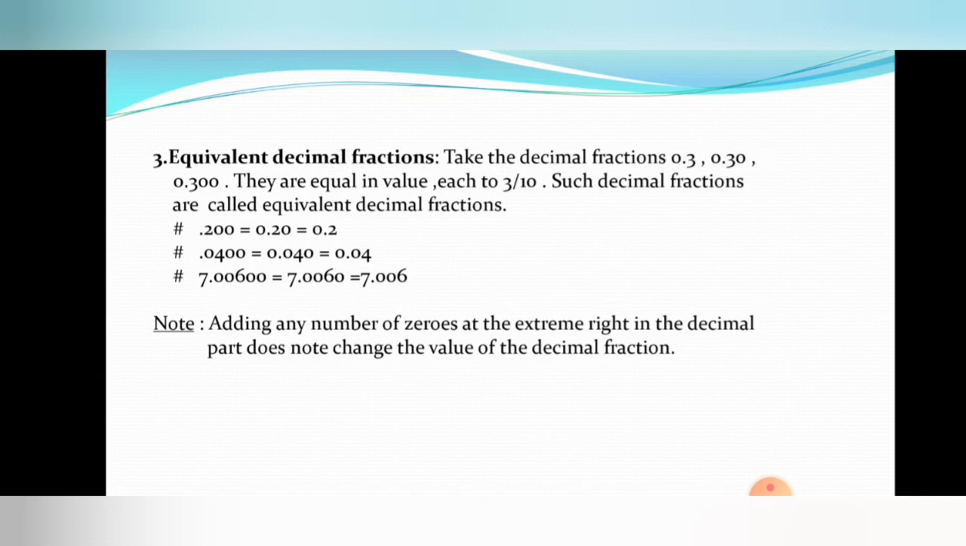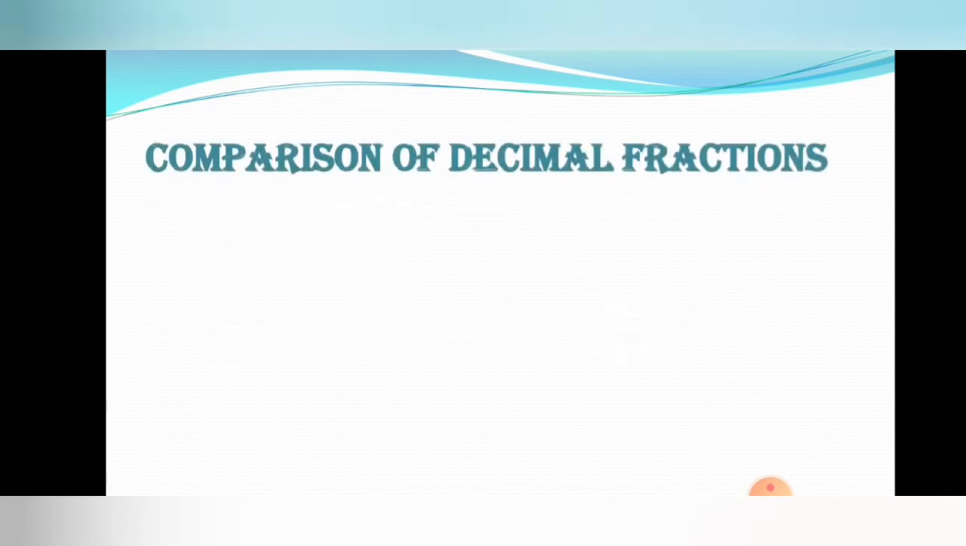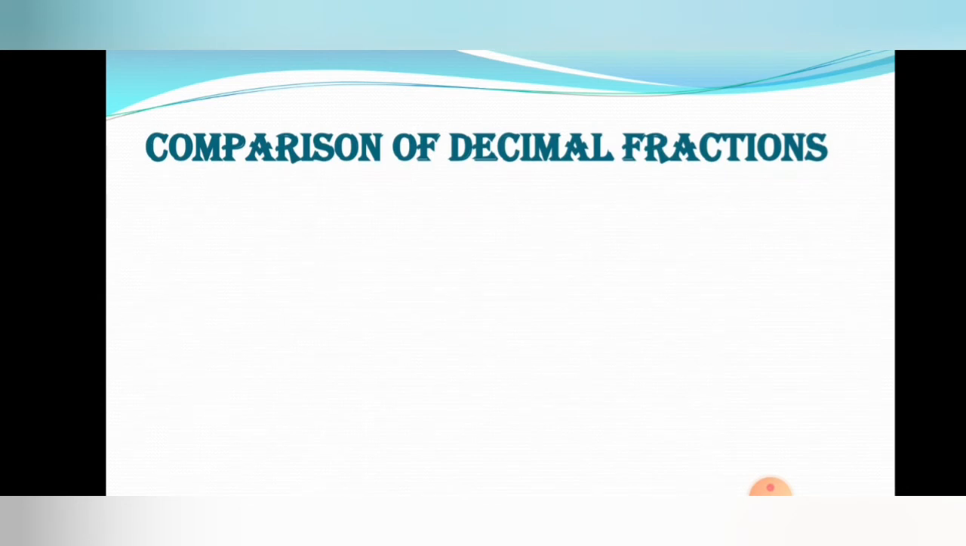Adding any number of zeros at the extreme right in the decimal part does not change the value of the decimal fractions. Okay, extreme right in the decimal part, there is no change. If there are zeros at the extreme right in the decimal places, there is no change in the value of the decimal fractions. Okay.